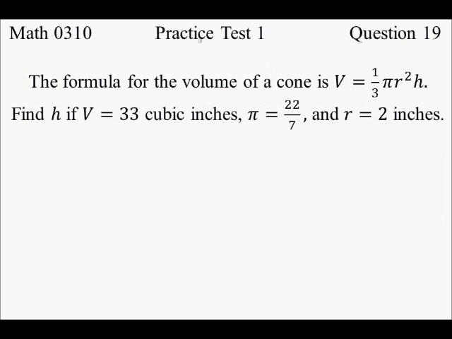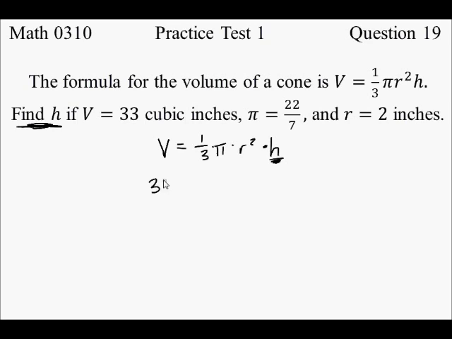Question 19. The formula for the volume of a cone is given here. V equals 1/3 pi times r squared times h. And they want us to find h, so we're looking for h. That's what we're trying to solve here. And they give us all of these pieces of information. V equals 33 cubic inches. They give us a number for pi, and they give us that r is 2 inches. So thinking about V equals 1/3 times pi times r squared times h, h is what we're trying to solve, and they give us all of the other pieces of information here.